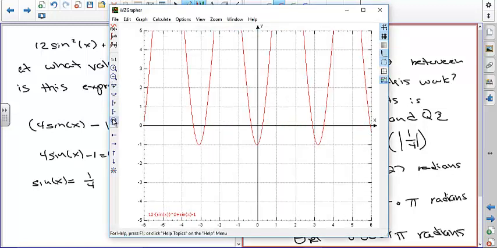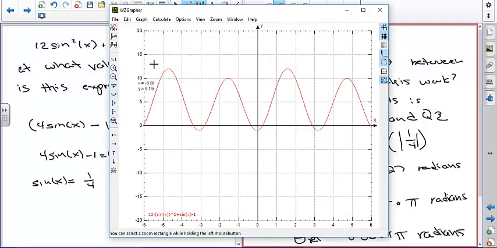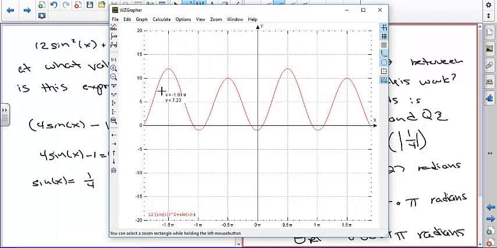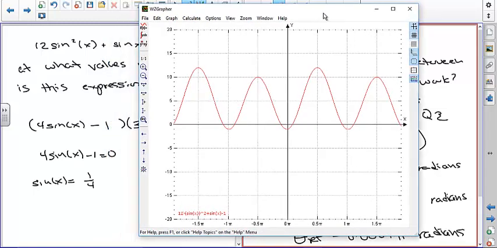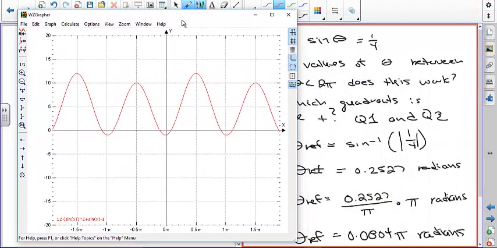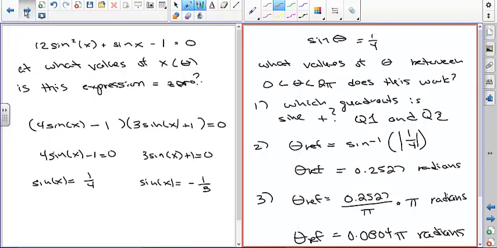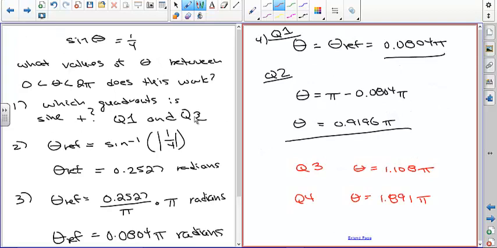And if we look at it and put the x-axis in terms of pi, between 0 and 2 pi we have one intercept here, one intercept there, one intercept there, and one intercept there. So where are my solutions here? Yeah, so those are my solutions.